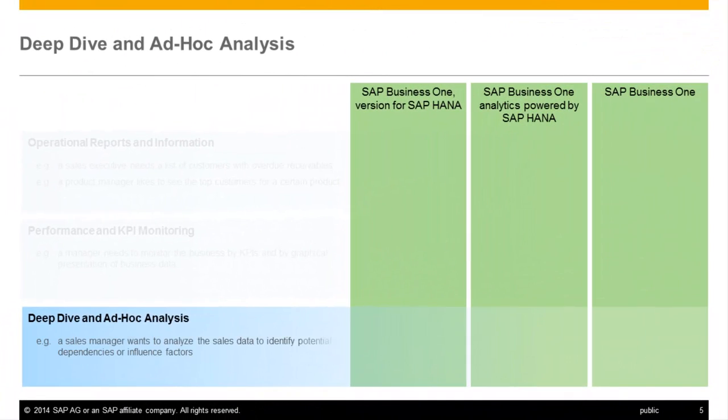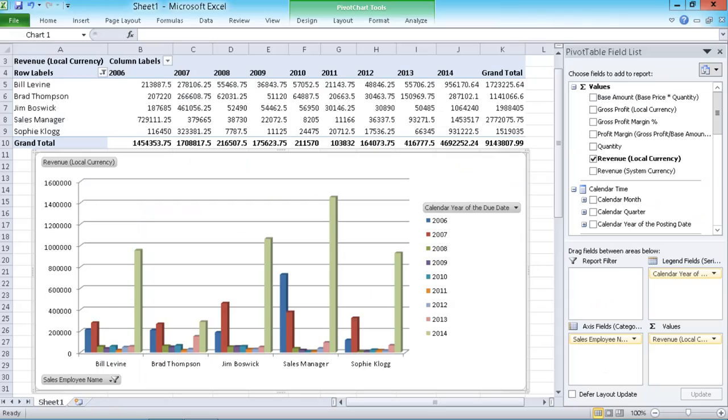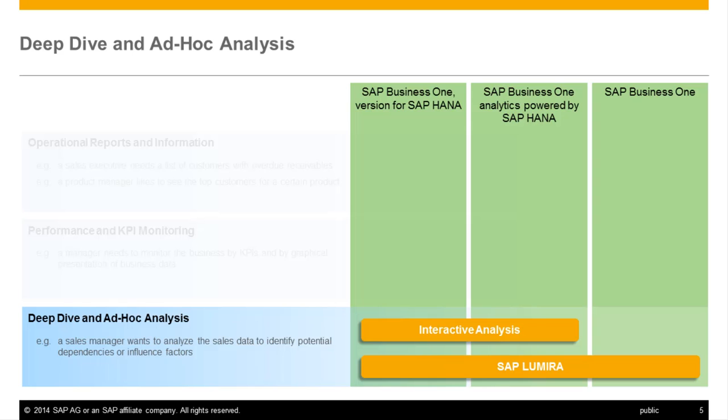Unlike the previous two categories of use cases, deep dive analysis is rather an explorative action to detect new business insights. For example, a sales manager wants to analyze the sales data to identify potential dependencies or influence factors. For this purpose, you have the option between the Excel-based interactive analysis and SAP Lumira, which allows you to explore and present business data with various graphical options.